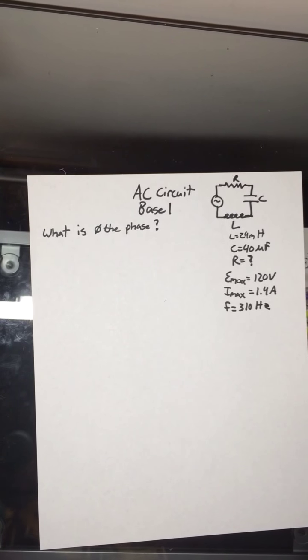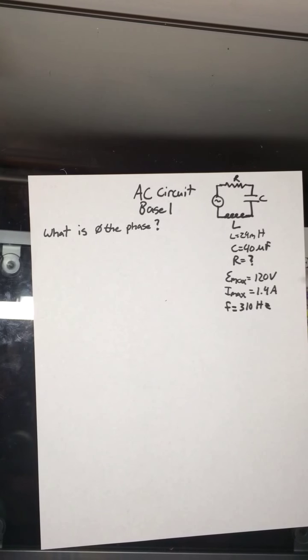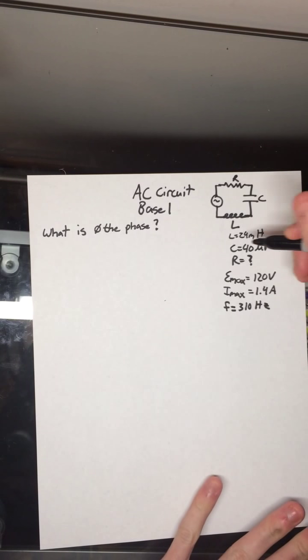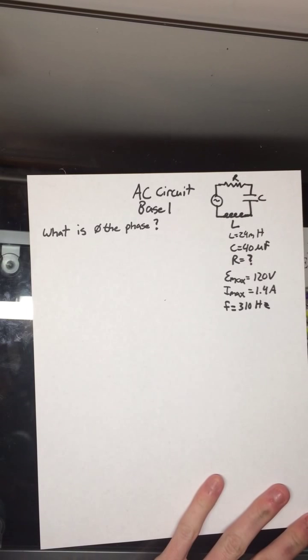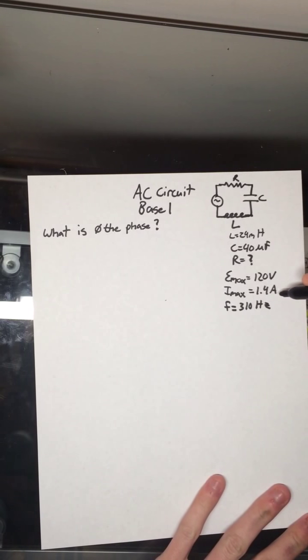Well, today we're going to be talking about AC circuits. So right here we have a smart physics circuit problem with just an interactive example. We have an AC circuit base. We know that the inductance is 24 millihenries, the capacitance is 40 microfarads. R is unknown. We know the maximum generator voltage is 120 volts and the maximum current is 1.4 amps.